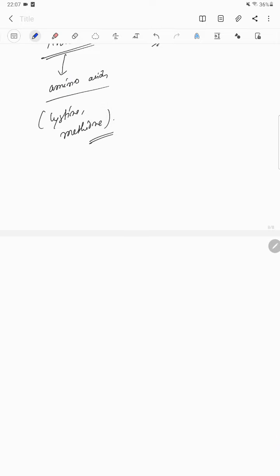Now, what is the actual step? The first step is that they allowed, suppose this is the body of the E. coli, they allowed the E. coli to get infected with the virus. Now they cultivated this in sulfur 35.